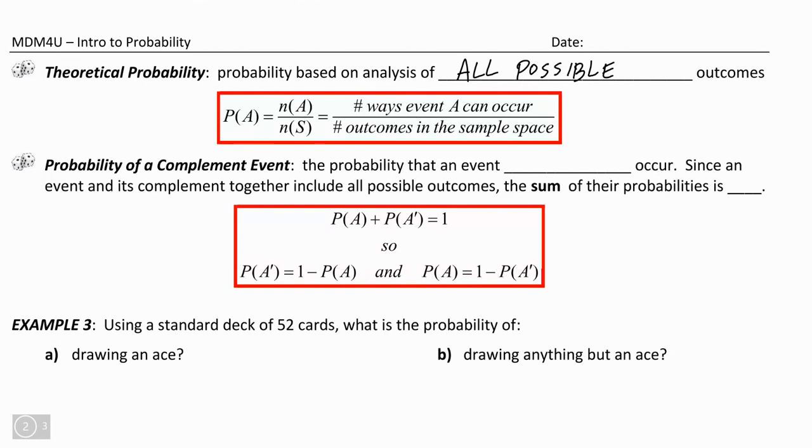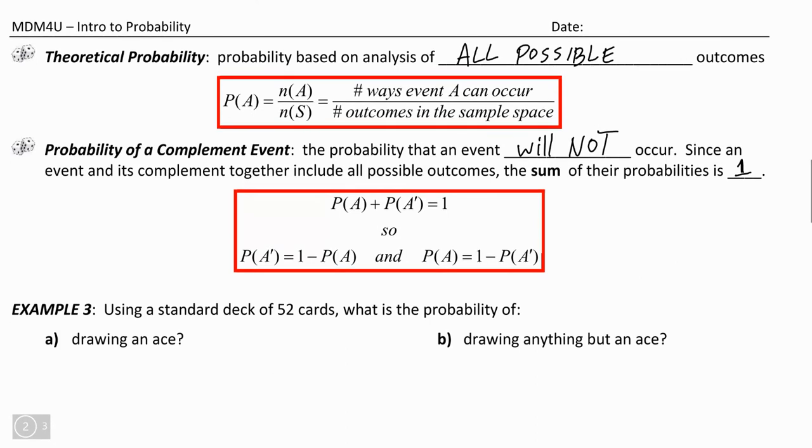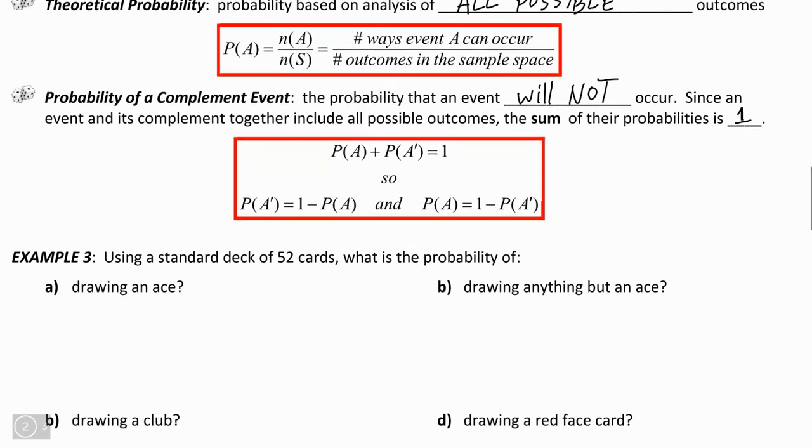Okay, probability of a complement event. So the probability that an event will not occur. That's what we mean by complementary. Since an event and its complement together include all possible outcomes, the sum of their probabilities is 1. The sum of the probabilities of all the outcomes in your sample space, or in your set, is going to add up to 1.